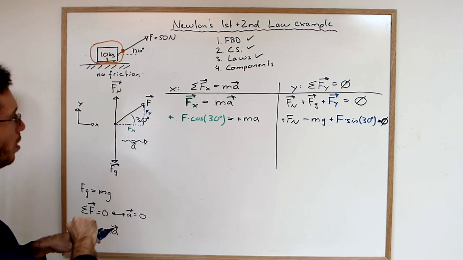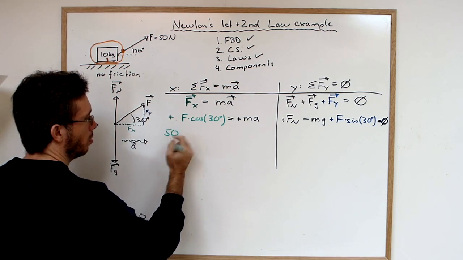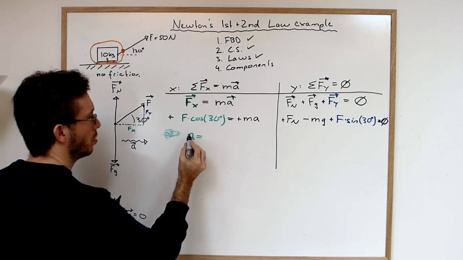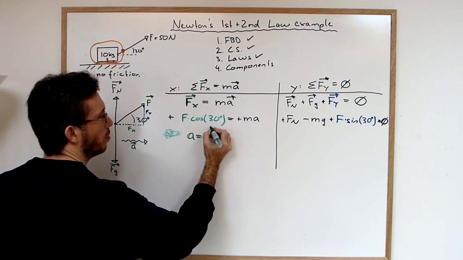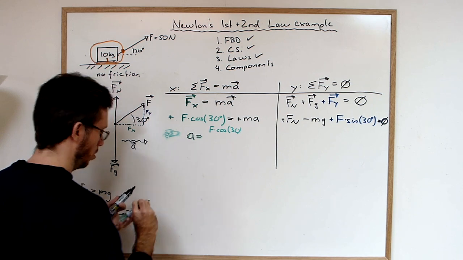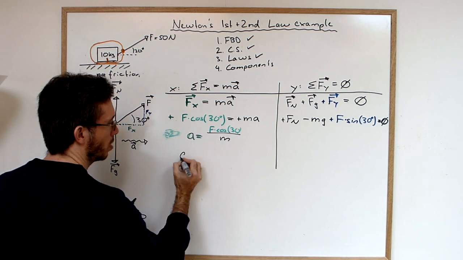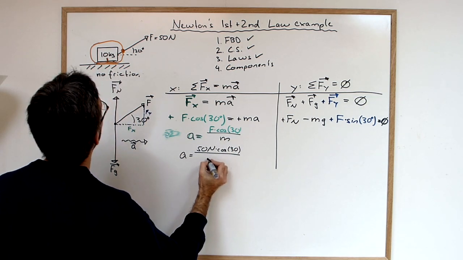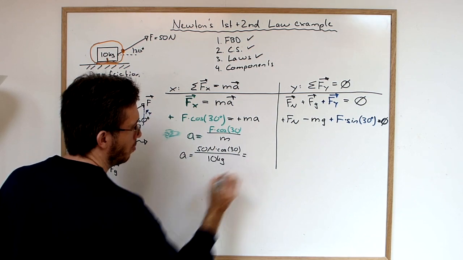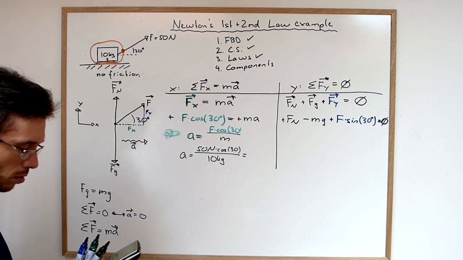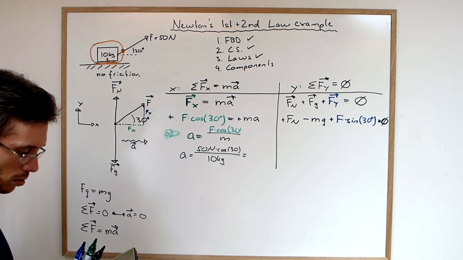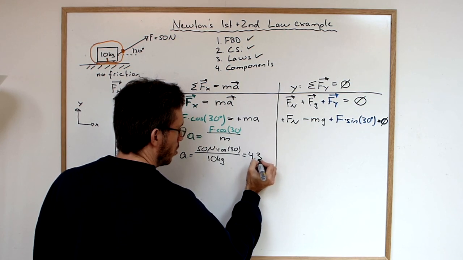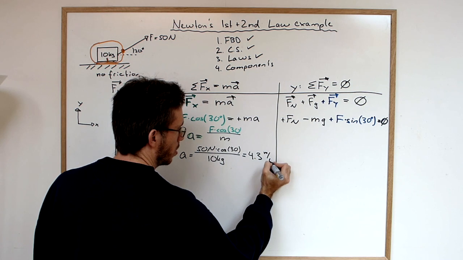And I can solve. So I have 50 newtons. Or I want to solve for the acceleration, so let's solve it first by letters. Acceleration is force times cosine 30 over the mass. So my acceleration will be 50 newtons times cosine of 30 over 10 kilograms, which gives me 4.3 meters per second squared.